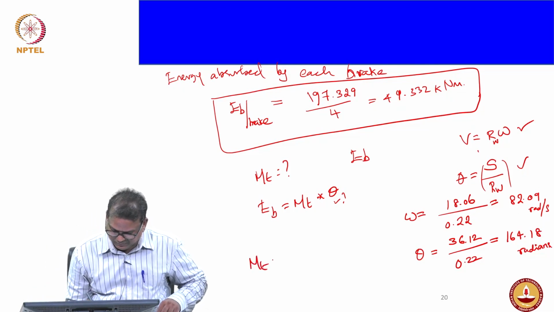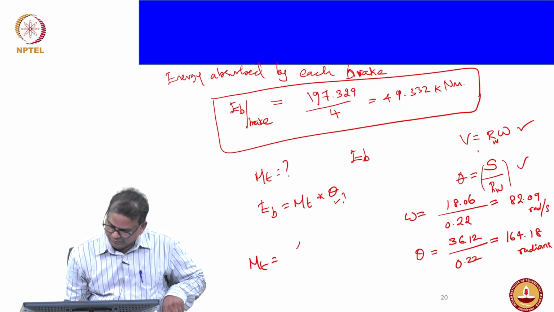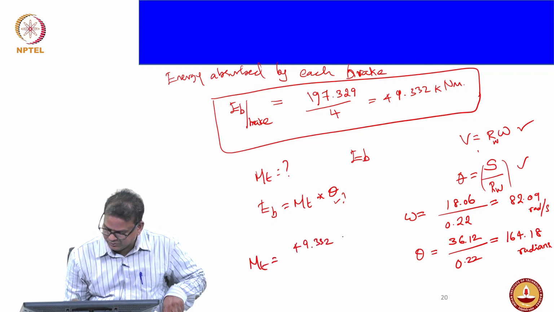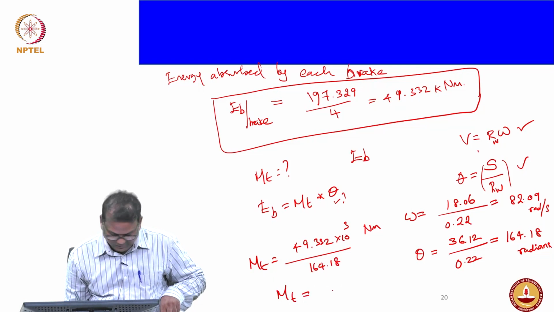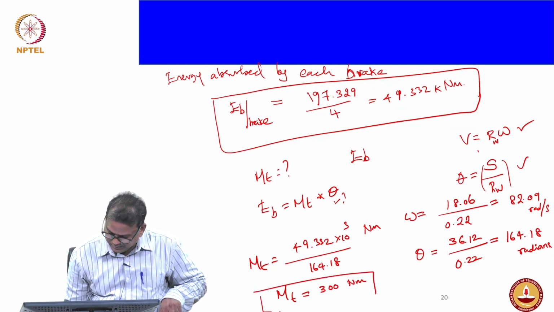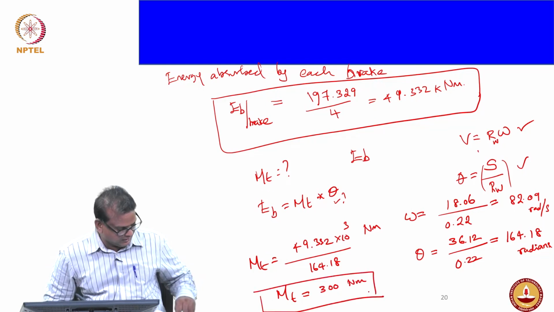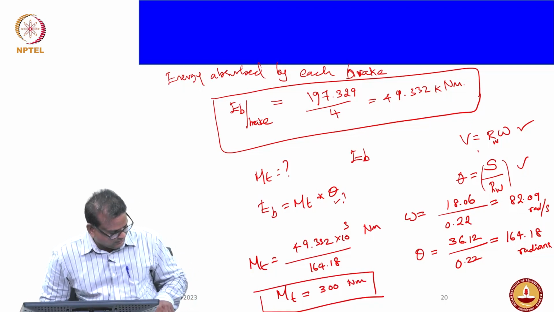So then MT equals 49.332 times 10 power 3, which makes it Newton meter, divided by your 164.18. The torque capacity would give me 300 Newton meter. This is the value you should expect. Okay, this value you should expect.